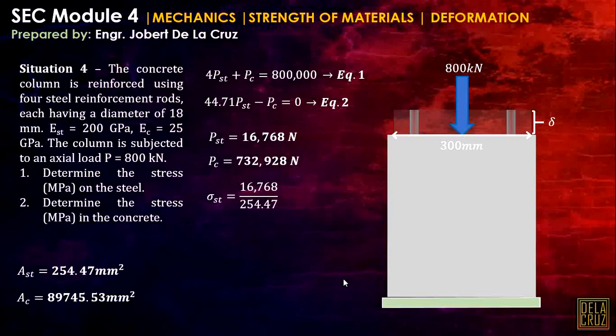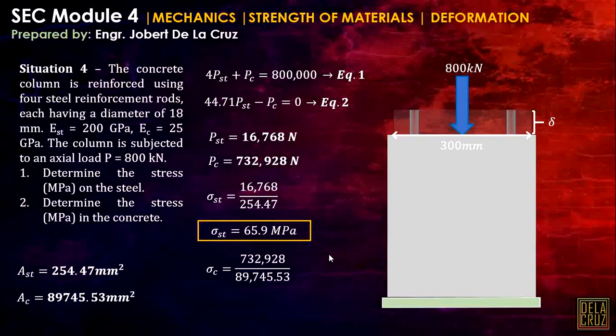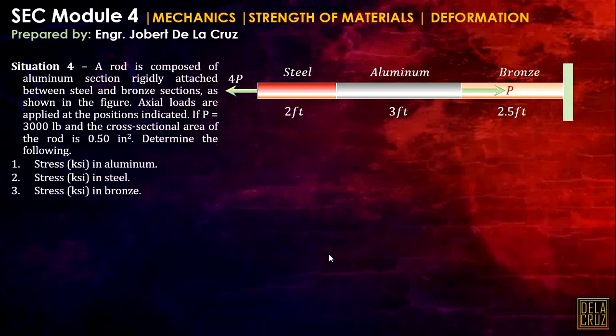The stress for the steel is force over area, so this force divided by the area of the steel, and we have this answer. For the concrete, in the same manner, the force of the concrete divided by the area of the concrete, and that is the answer. So it is easy. Okay, let's have situation 5.